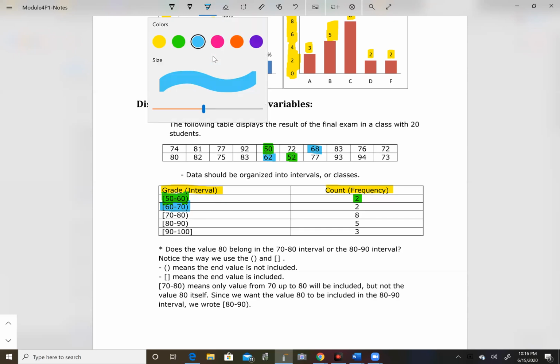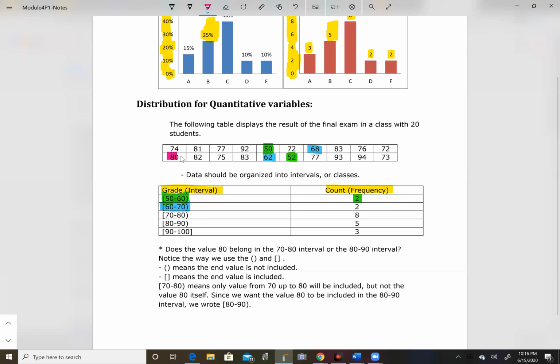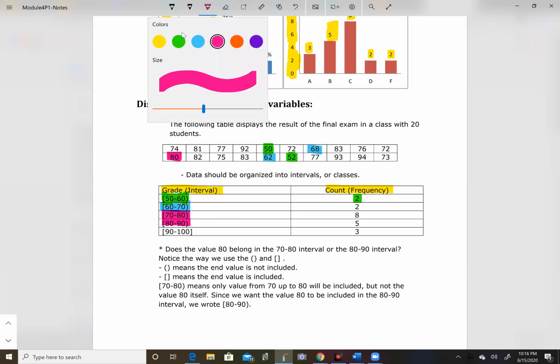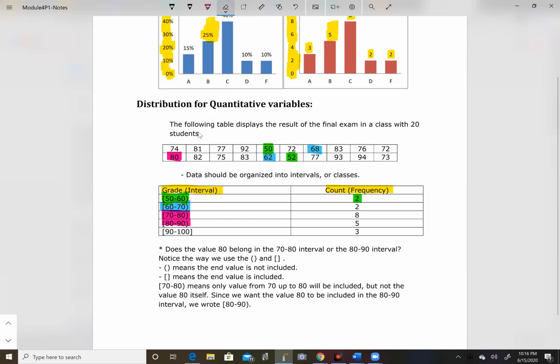Pop quiz, where is this 80 going to go? Is it going to go here or here? If you said the second one, you are correct. It is going to go into the 80 that is next to the square bracket. Okay.